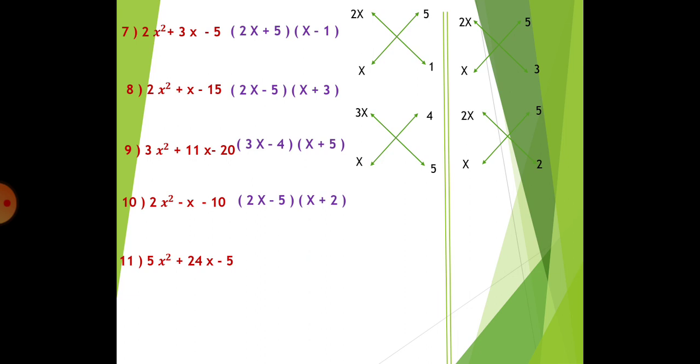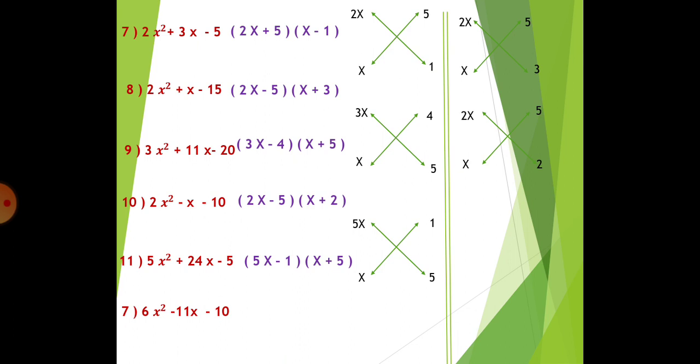5x power 2 plus 24x minus 5. Here we factorize 5x squared as 5x and x. Factorize 5 as 1 times 5. We can't put 5 behind the 5 because we can't take a common factor, so we write 1 times 5. 5x times 5 is 25x, 1 times x is 1x. The difference between 25 and 1 is 24x. So we can write (5x minus 1)(x plus 5).